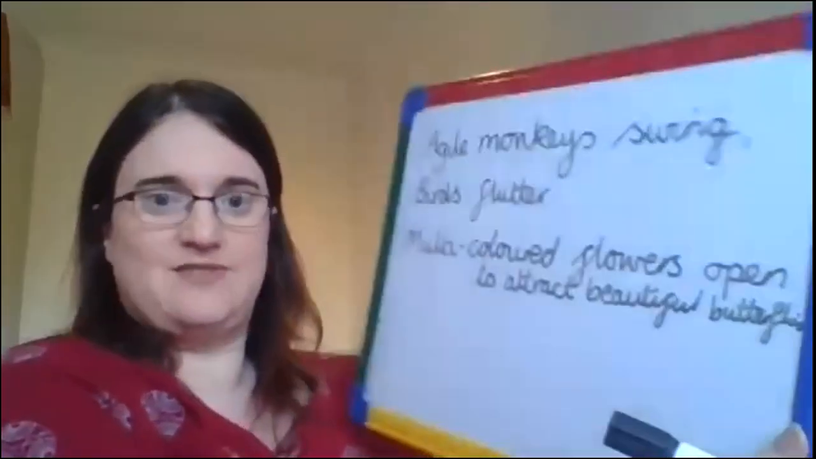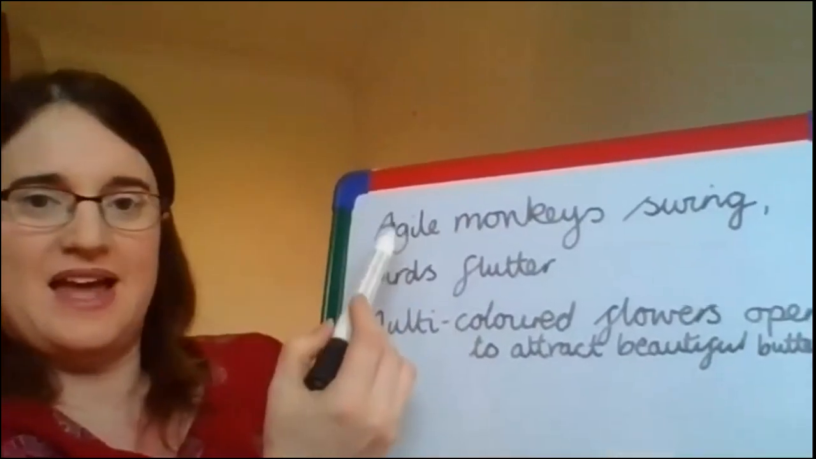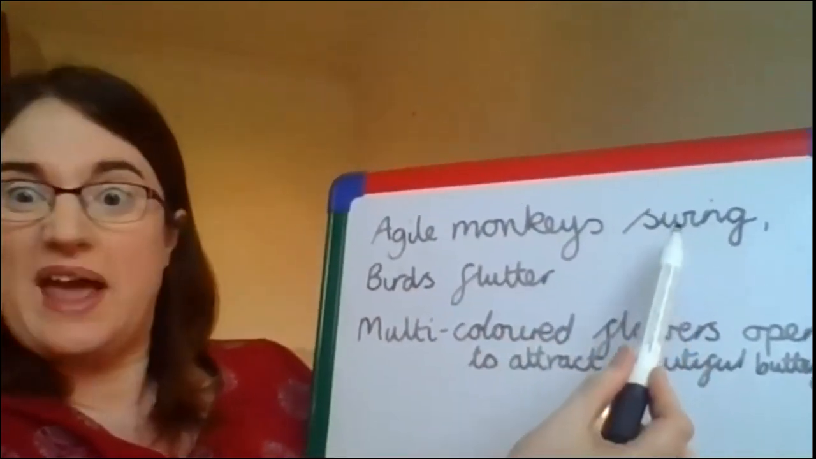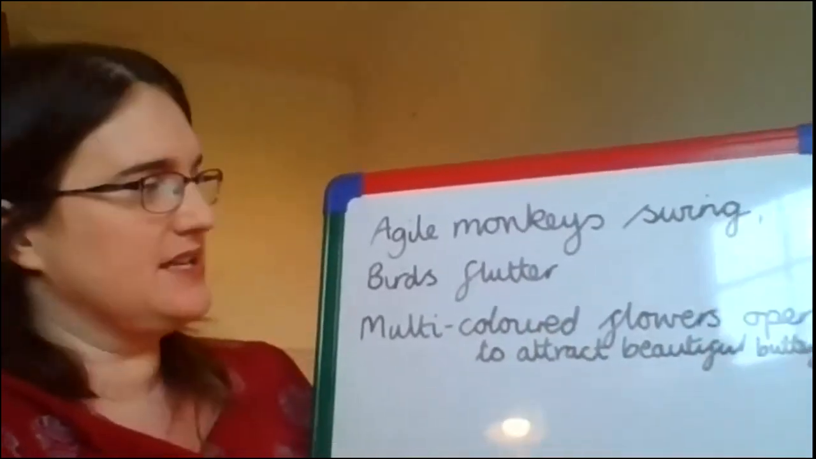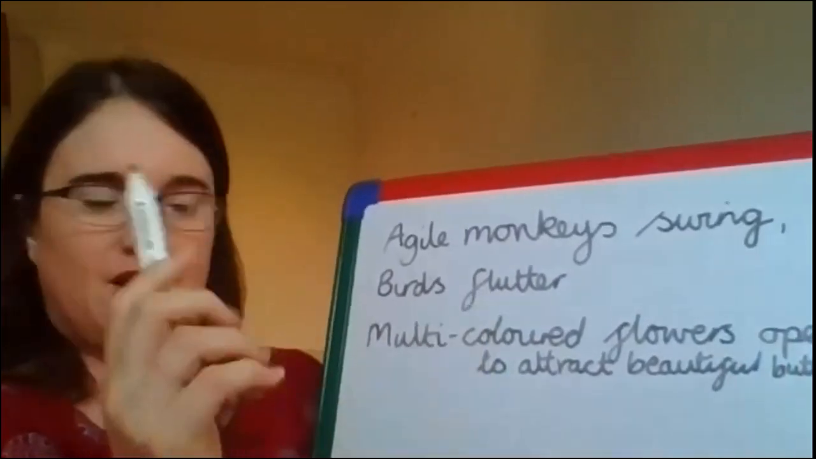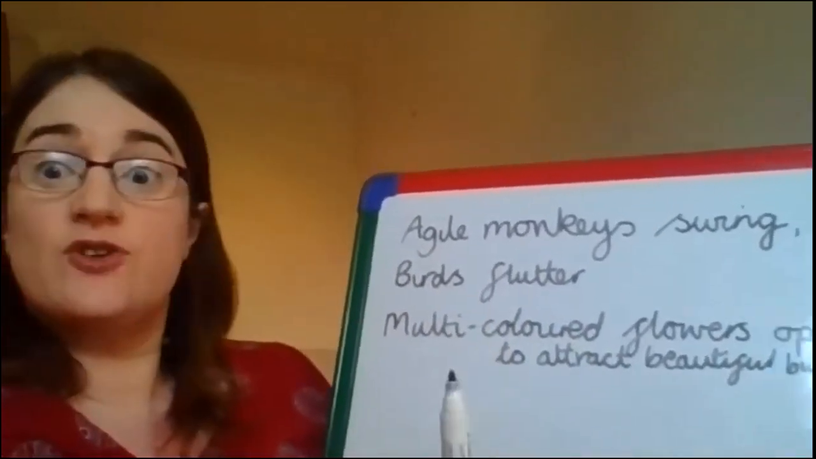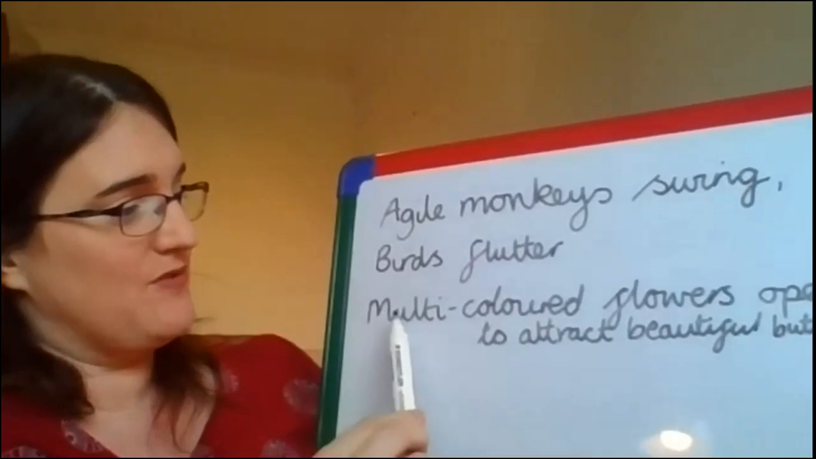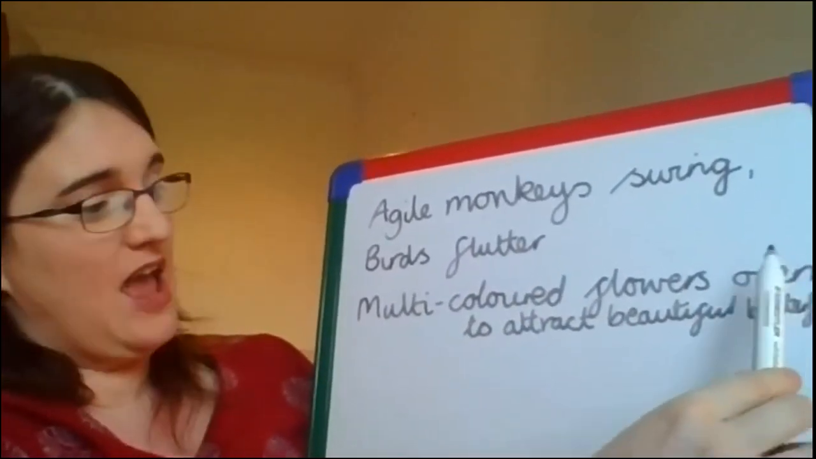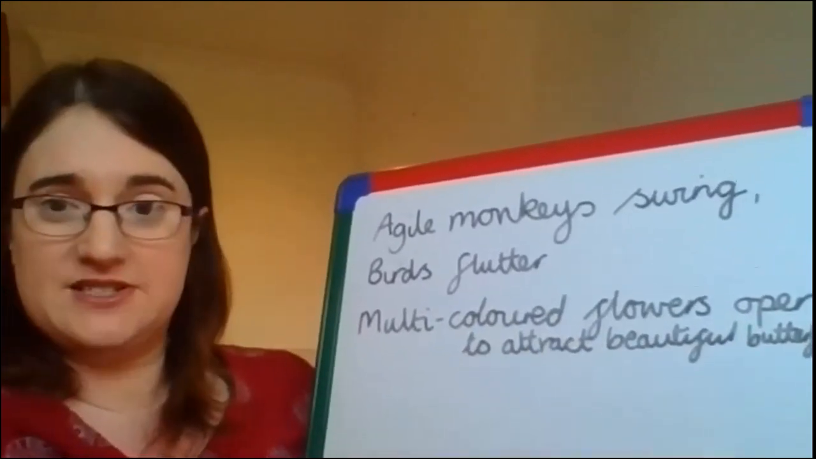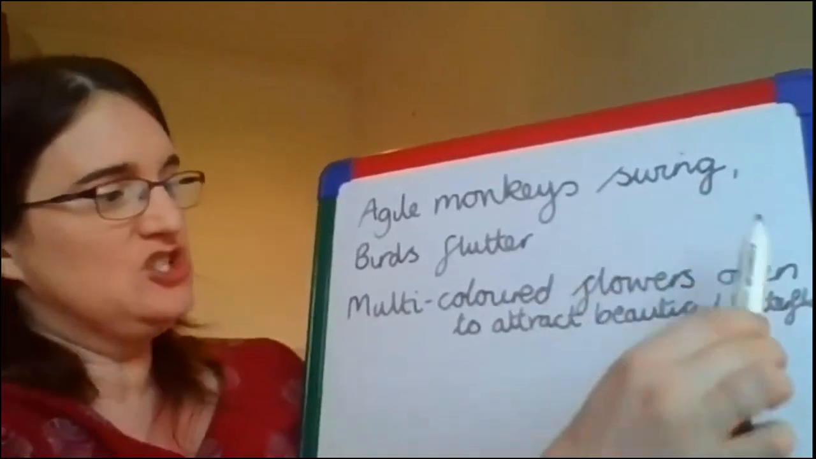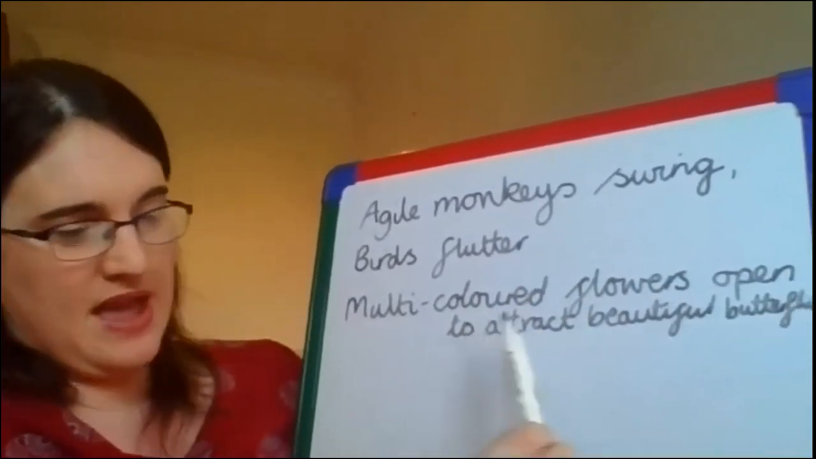Okay, how did you do? Let's have a look. I got, my adjective was agile. Agile monkeys, there's my noun. Swing, because they're swinging in the trees, these monkeys, aren't they? And then I've got birds flutter. So they're fluttering their wings. And then I've got on to the next line. And the next line, we've got multicolored flowers, so adjective, noun. And we've got a sentence here, open to attract beautiful butterflies. So we've got, need to have an animal or a plant here doing something or something else.